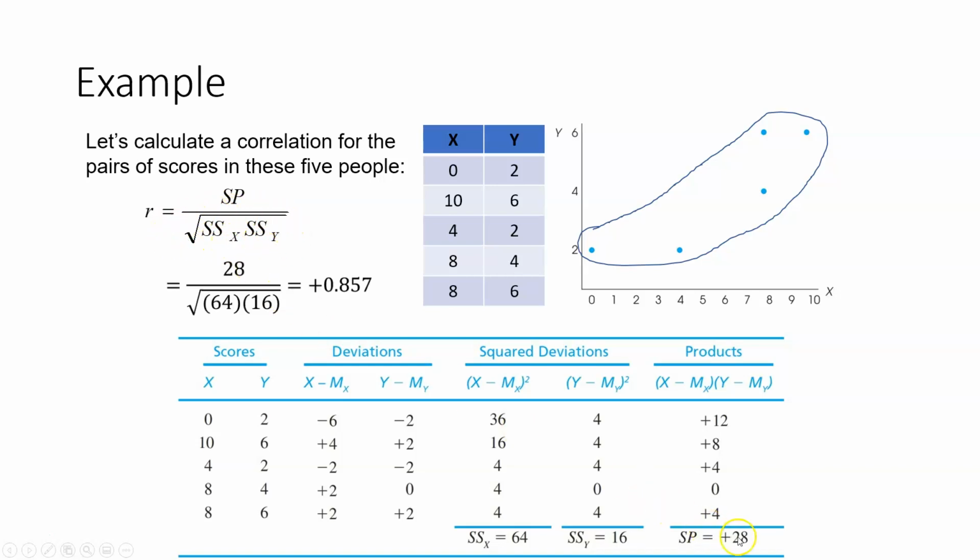If we plug those in, we take that SP down here and we put it at the top of the equation. And then we take 64 times 16 underneath this square root here. And if you carry this formula through, you get an R of 0.857. So as we estimated before, we thought it would be a positive correlation. It is indeed. We thought they'd be clustered pretty close together, and so it would be closer to 1 than to 0. And indeed, it was close to 1. It was 0.8.